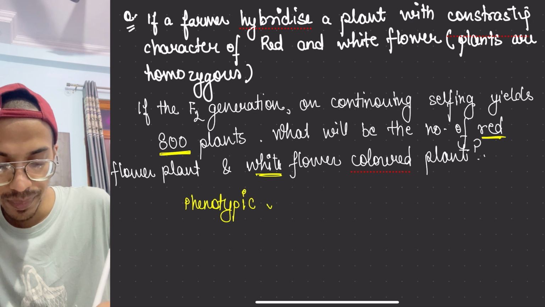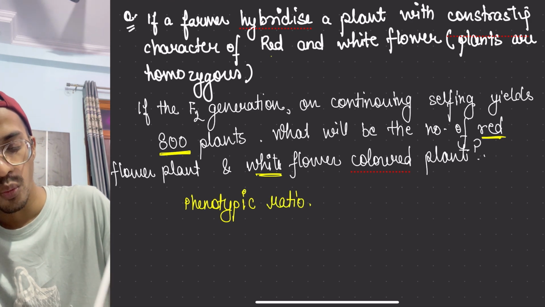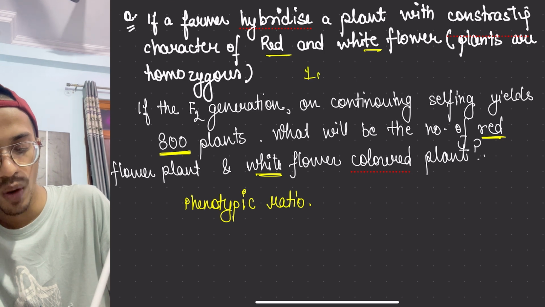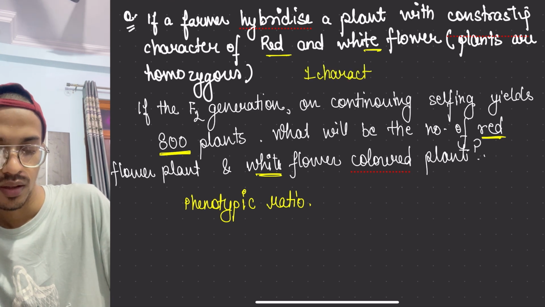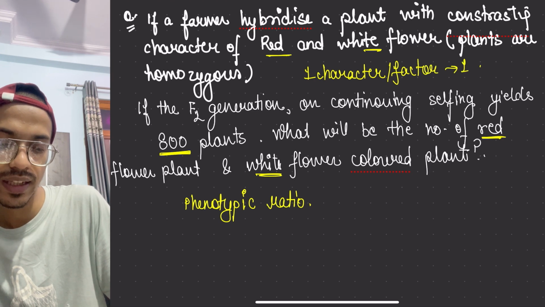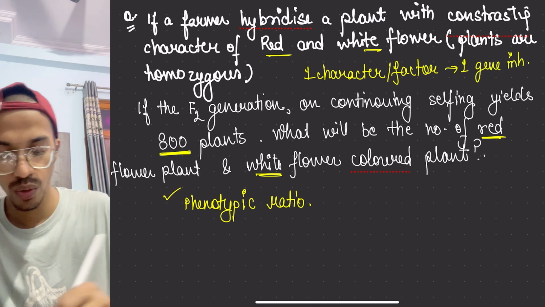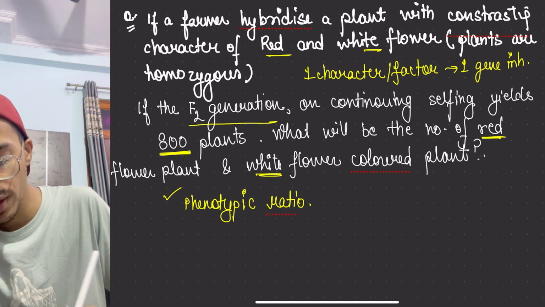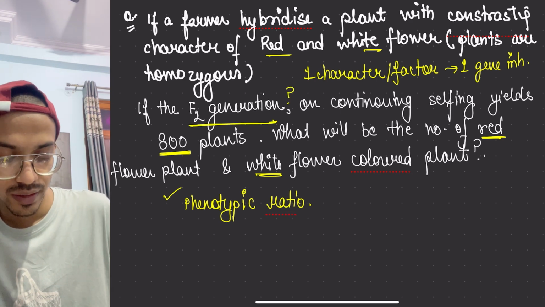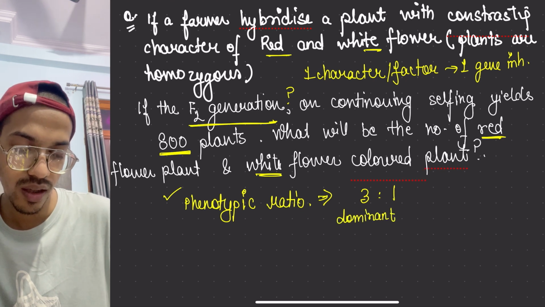So what is the phenotypic ratio? Here they are taking only one character. One character means what? This is a one gene inheritance. One character or factor, that is one gene inheritance. And in one gene inheritance, the phenotypic ratio in the F2 generation would be 3:1. 3 would be a dominant trait and 1 would be a recessive trait.